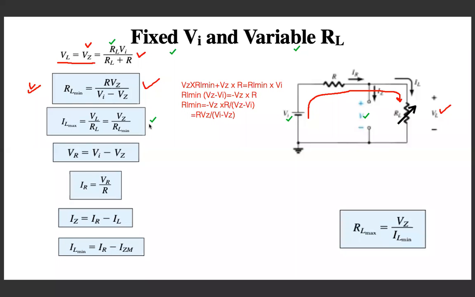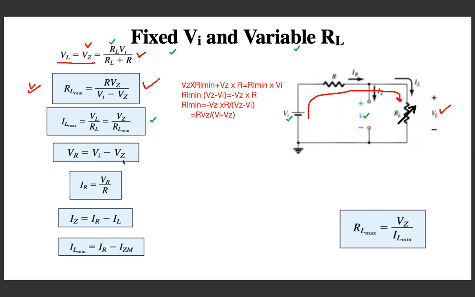Now let's try to calculate the voltage across this resistance R. So this is the input voltage. Now we have taken the drop across the load resistance as VZ. In that case, the voltage drop across the resistance will be VI minus VZ.